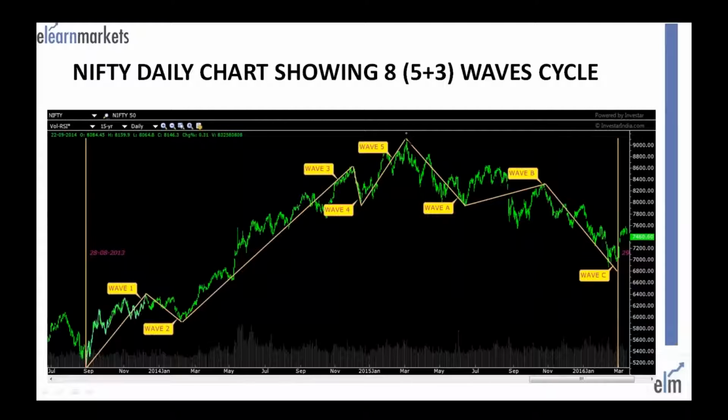Now this was the level where there was extreme positivity, and nobody was talking about the level of 9,000 but the level of 10,000 and 11,000 and so on. But what happened? Nifty fell down to the level of 6,800. And what was the structure of Nifty? A huge motive wave followed by a huge corrective wave.